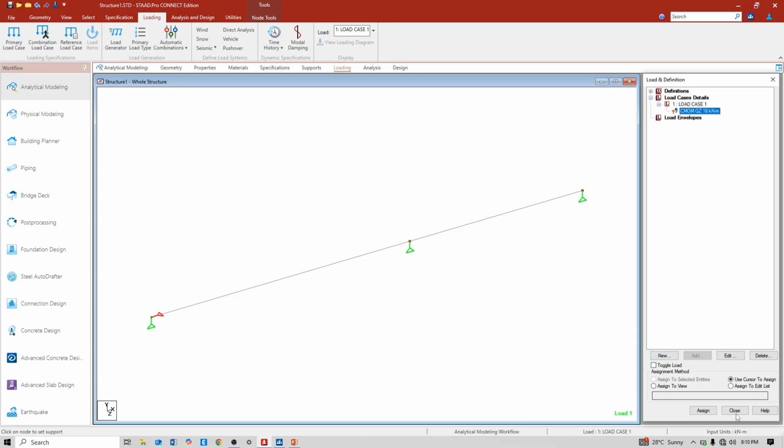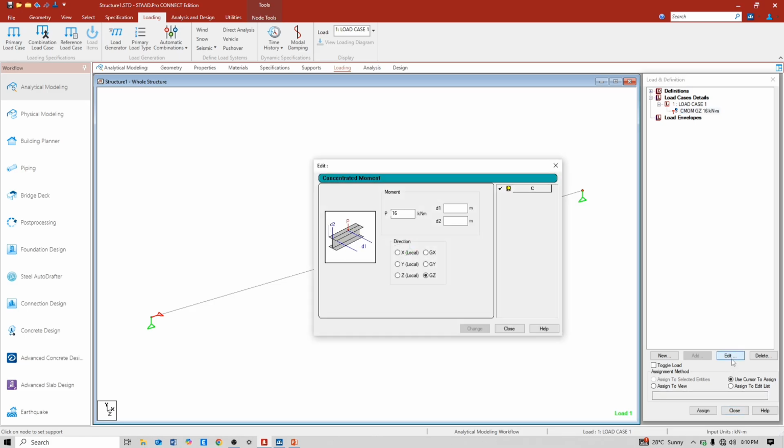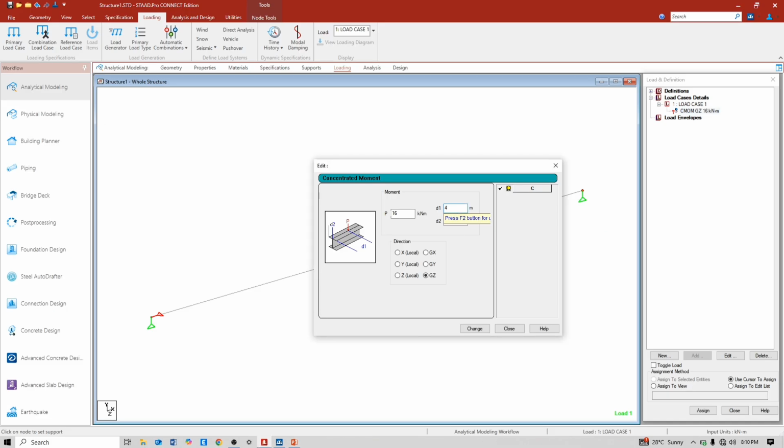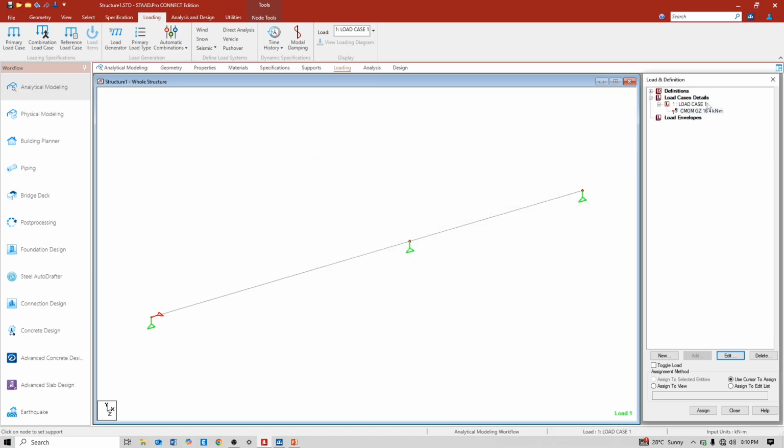I think we need to provide the distance here also. From point A it is at a distance of 4 meters. So change, close, click on that. So use cursor to assign, click on that. See.